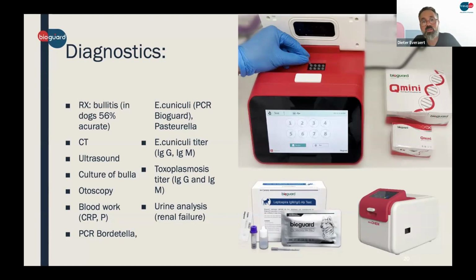Also for toxoplasmosis, you can do the serology, and urine analysis for renal failure, or blood work with SDMA is also possible in rabbits. For urine analysis, you can do the urine protein creatinine ratio. 0.5 is the threshold. If it's higher, it means there's a kidney problem.